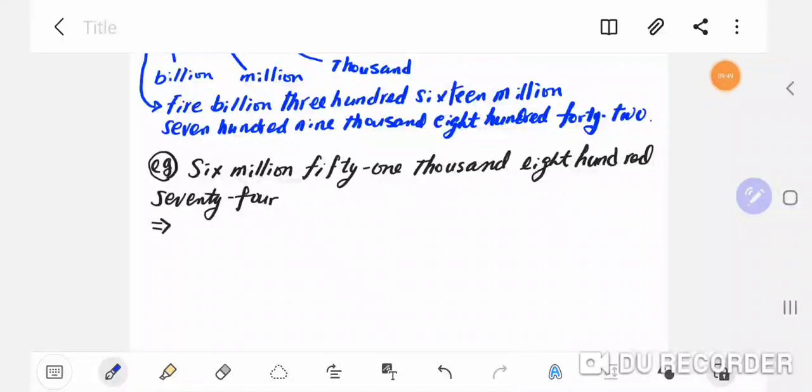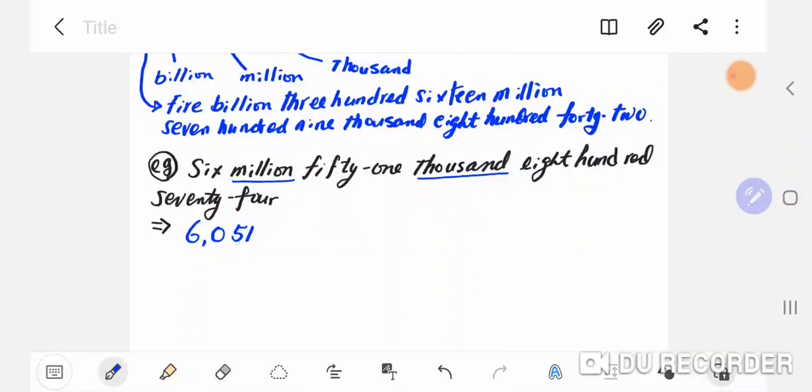Then let's change these words, write these words in standard form. 6 million, we have million as the place value, 51,000, another place value, 874. So we can write it like this, replacing million and thousand with commas. So 6 million, 51, actually for 51 we need a place for the hundreds, right? So put 0 there.